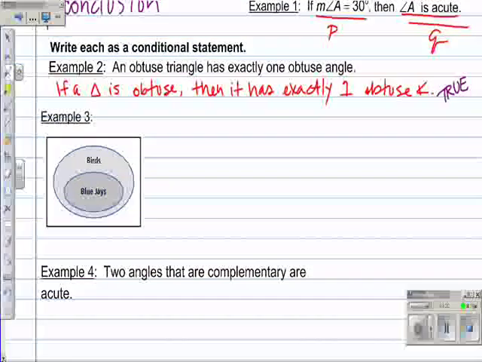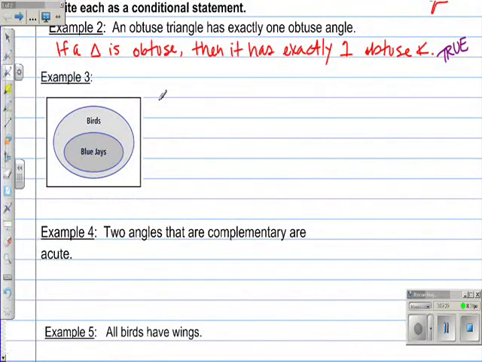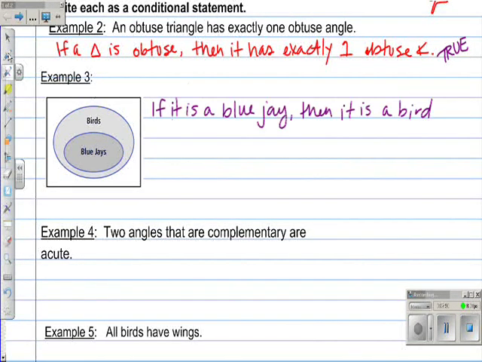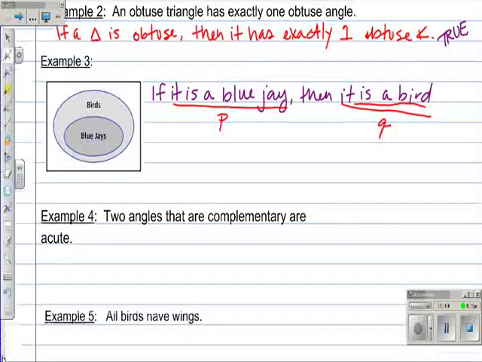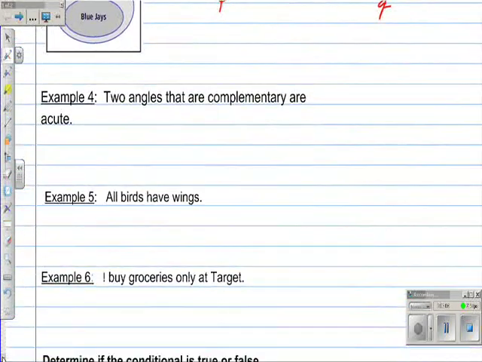Another example, given this Venn diagram, we could say, if it is a blue jay, then it is a bird because all blue jays are birds. So, it's a blue jay, that would be your hypothesis. It's a bird, that would be your conclusion. Okay? So, one more example.